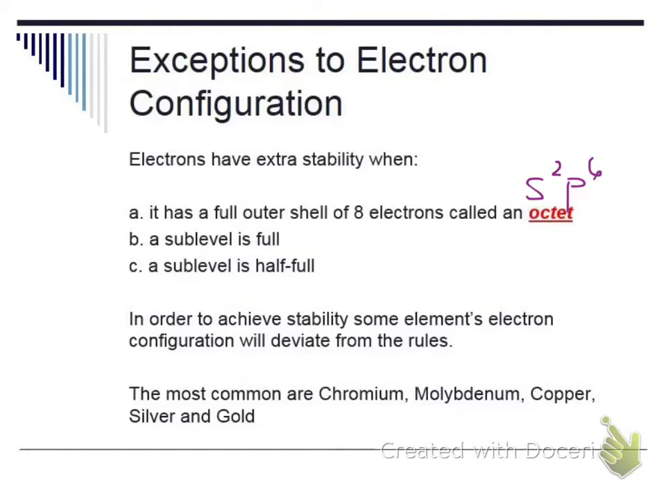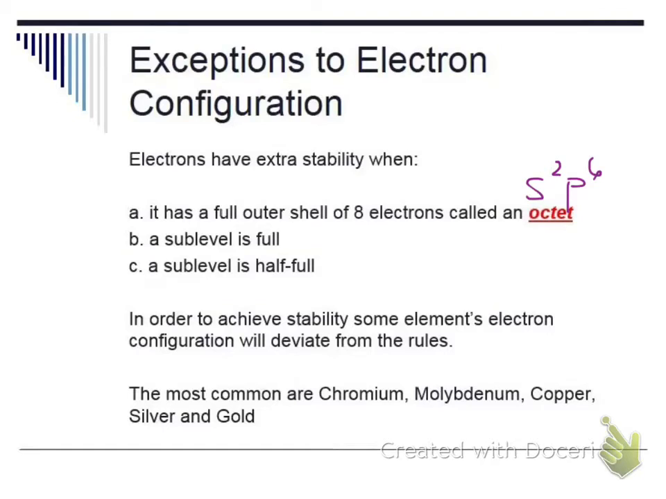So in order to achieve greater stability, there are some elements that will deviate from the standard filling that we've been doing. There are some in the f block that do it as well, but we're not going to worry about those. We're going to worry about these: chromium, molybdenum, copper, silver, and gold. If you look at the periodic table on the wall, copper, silver, and gold are all in the same group, and so are chromium and molybdenum.